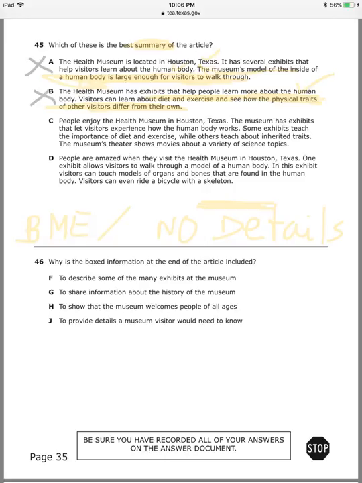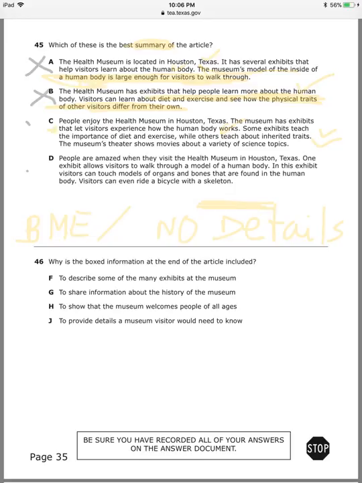So I need to decide between C and D. Let's read. People enjoy the Health Museum in Houston, Texas. The museum has exhibits that let visitors experience how the human body works. This is okay. Some exhibits teach the importance of diet and exercise, while others teach about inherited traits. This is okay. The museum's theater shows movies about a variety of science topics. This is okay. This one is looking good.